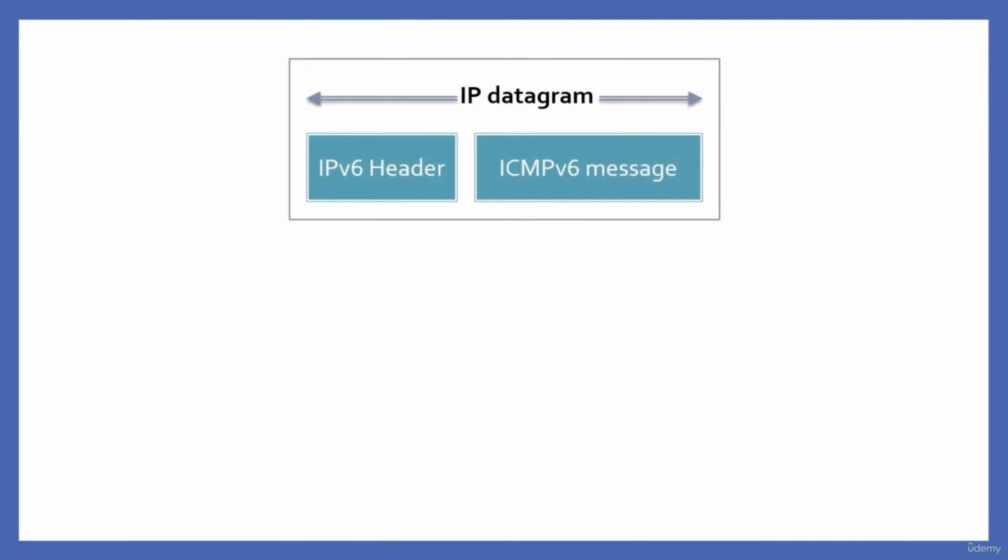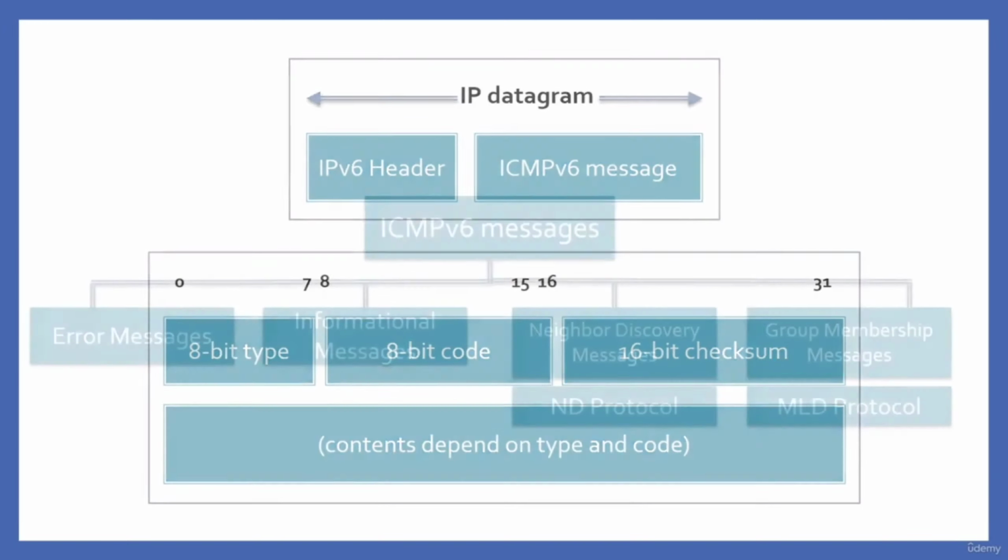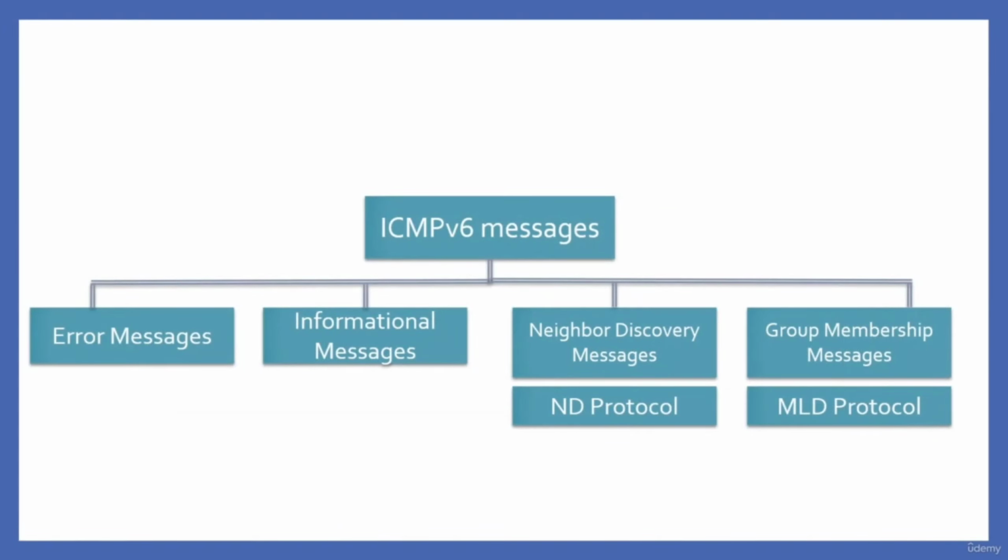Now here we see the IP datagram where we see the IP version 6 header followed by the ICMP version 6 message. Now that ICMP message is just like IP version 4, where you see the type, the code, the checksum, and then the contents will depend on the type and the code. But unlike ICMP version 4, ICMP version 6 has a lot bigger role. Keep in mind, IP version 6 does not have any ARP or IGMP. As a result, ICMP version 6 assumes those two roles.